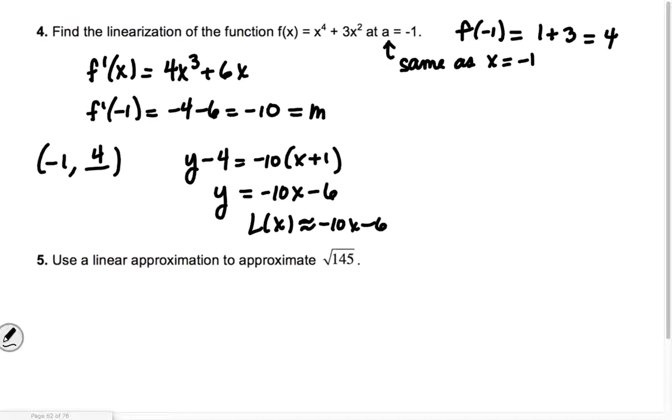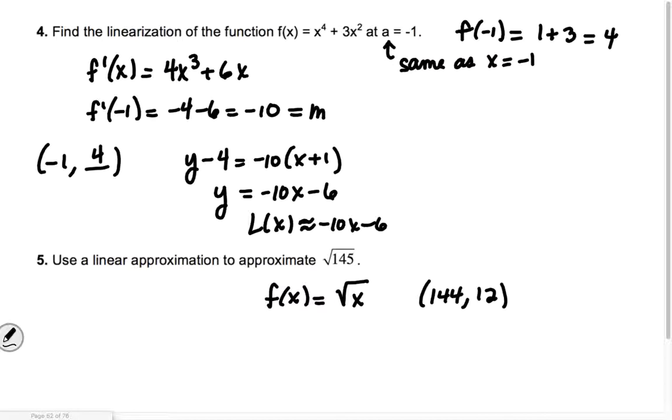All right, so number 5. Do you guys see what you would do for number 5? We're feeling pretty good with this? What would our f of x be? What function would I use, though? Oh. Square root of x. What point would I use? 144, 12. Exactly, and then you would go through that process.